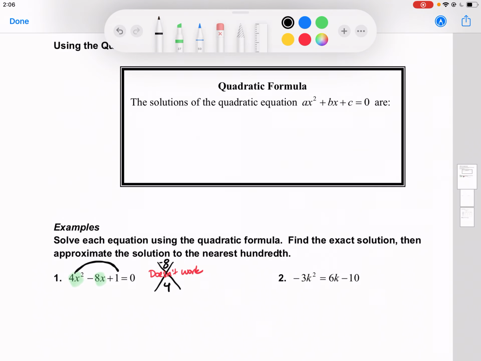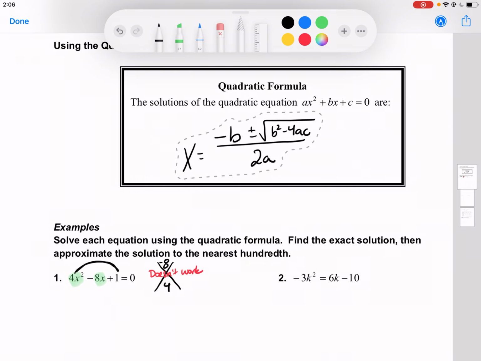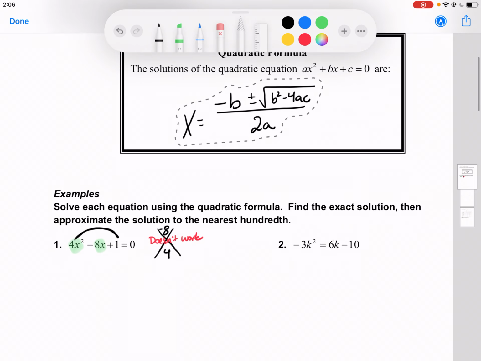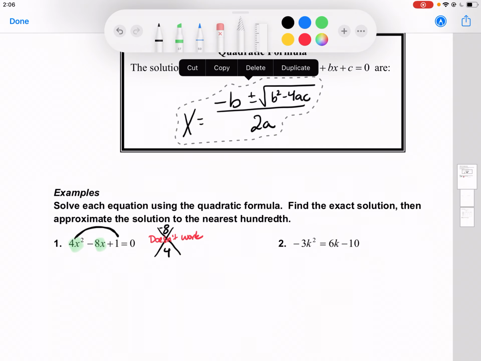So the quadratic formula is, there's a way to generate it using what's called completing the square, but this is the formula. It's x equals negative b plus or minus the square root of b squared minus 4 times a times c all over 2a. So that is the formula we're going to be using today, and here we go.